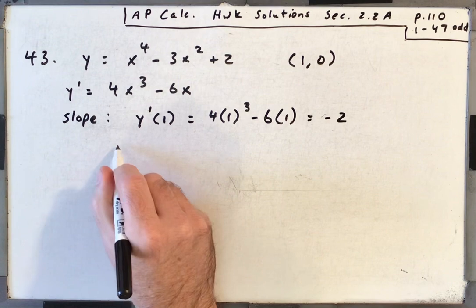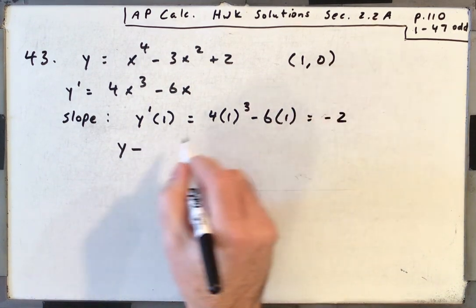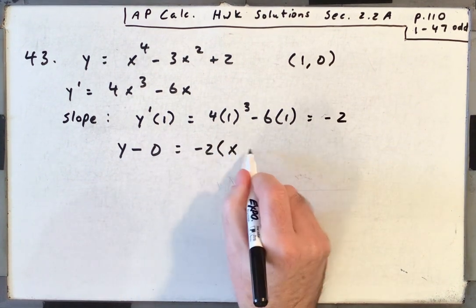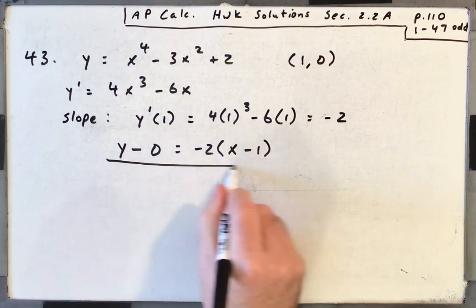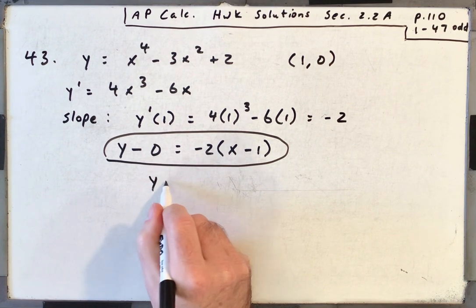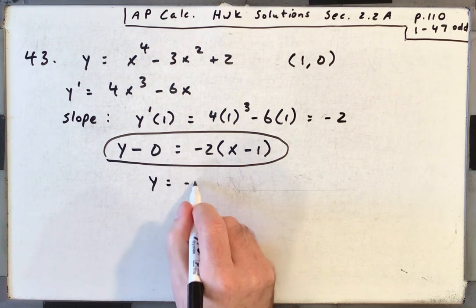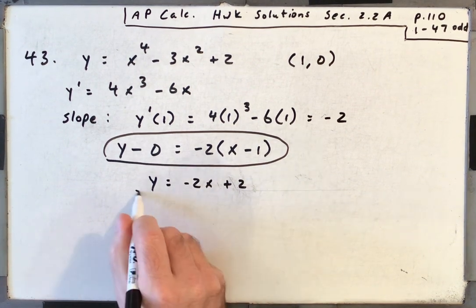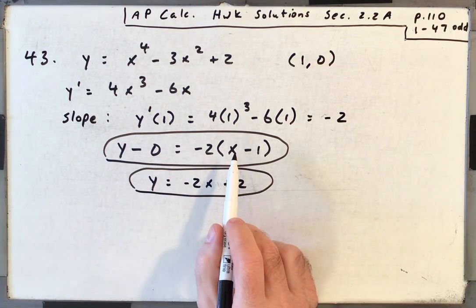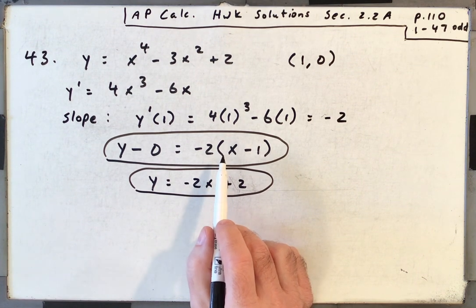So we have our point, and we have our equation of the tangent line: y minus y1, 0, is equal to negative 2 times x minus 1. That is fine with me for the answer. But if the back of the book might put it in slope-intercept form, the 0 would go away, y equals negative 2x plus 2. So that might be what the back of the book says. For testing purposes, the point-slope form is completely fine with me.